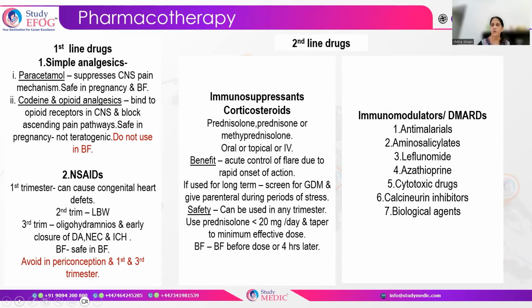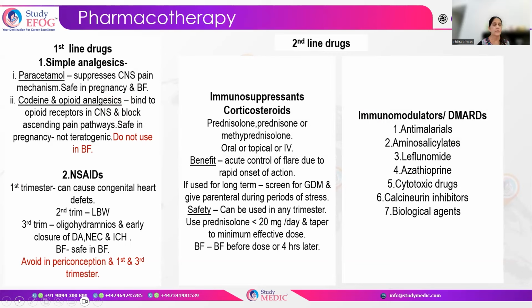Among immunosuppressants, corticosteroids. The benefit of these is that they are useful for acute control of the flare because of the rapid onset of action. But remember, if you are using them for a long time, you have to screen the mother for gestational diabetes. And during periods of stress, like during labor, you have to give parenteral steroids.